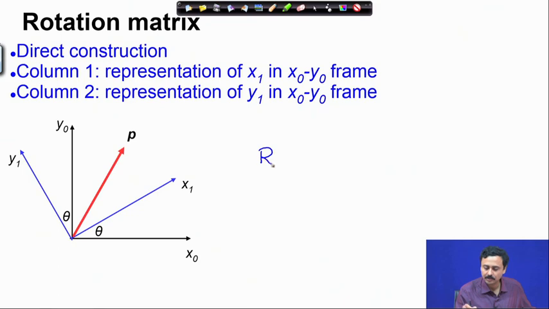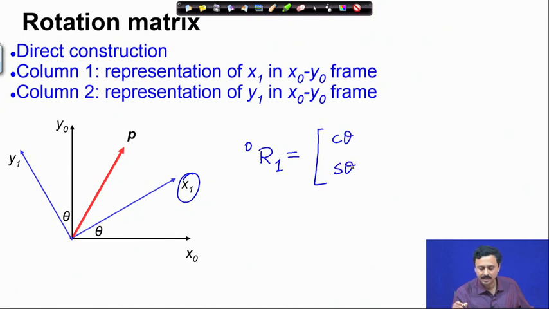Let me do that. So, I say that I want to construct this rotation matrix from 1 to 0, that will take me from frame 1 to frame 0. Then I must represent the individual axes of frame 1 in frame 0. So, frame 1, the first axis is x 1. So, let me represent x 1 in x 0 y 0. So, this will be cosine theta, sin theta, and then the second column is the representation of y 1 in x 0 y 0. So, that is minus sin theta, cosine theta.